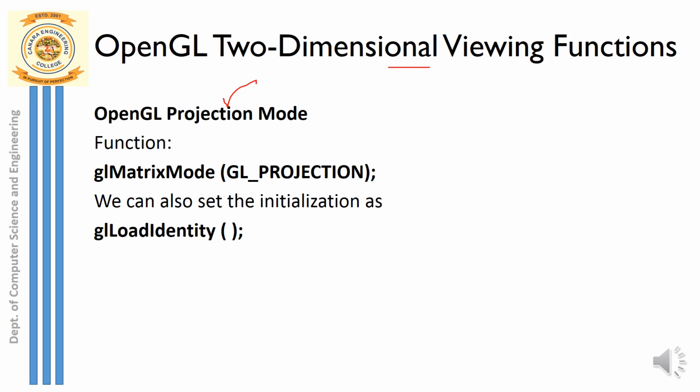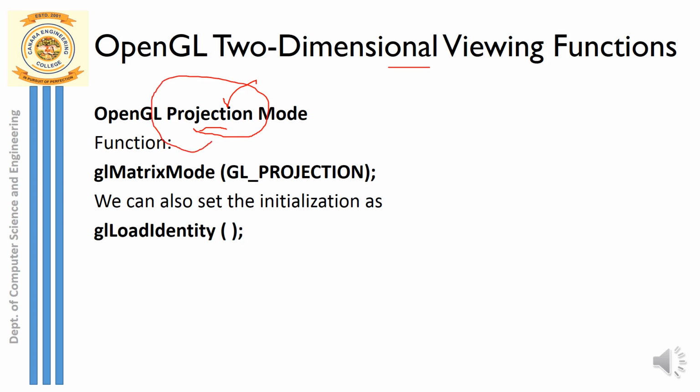What is the OpenGL function to set up the projection mode in a program? In order to obtain a 2D image of any 3D graphics, in order to render that image on the display window, it is very important to set up this mode, and that mode is projection mode.